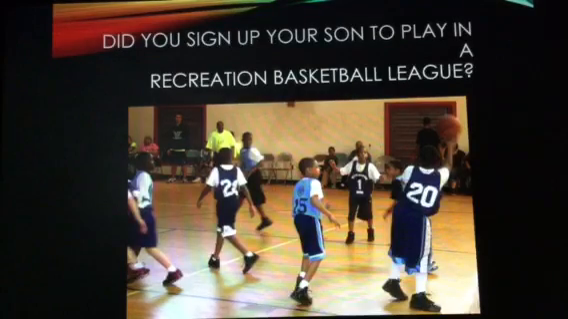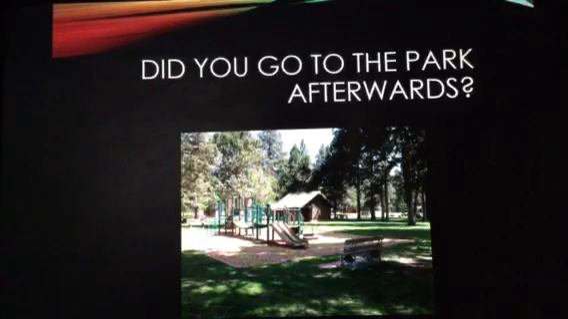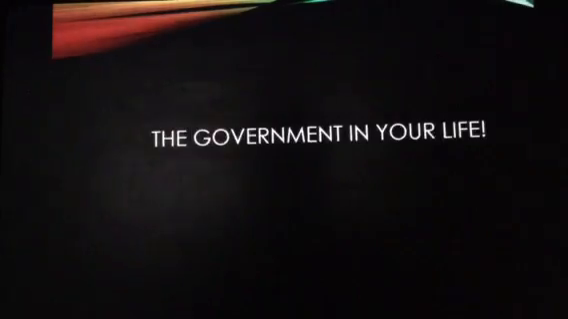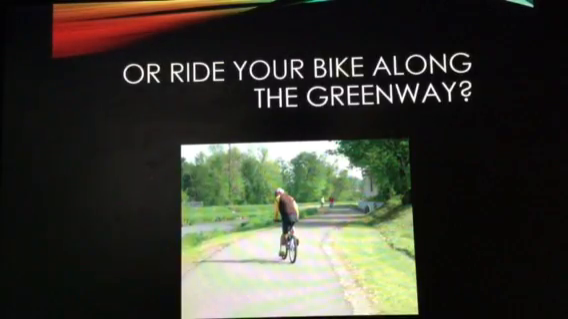Recreation Basketball League would be local government. Parks would be all levels. Actually, you have national parks like Yellowstone. Then you have state parks. And then you have local parks. Bond Park. We have a state park out in Cary as well. 3 levels. Greenways would be local government.